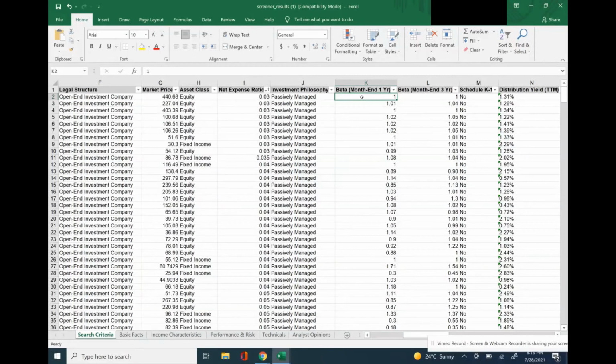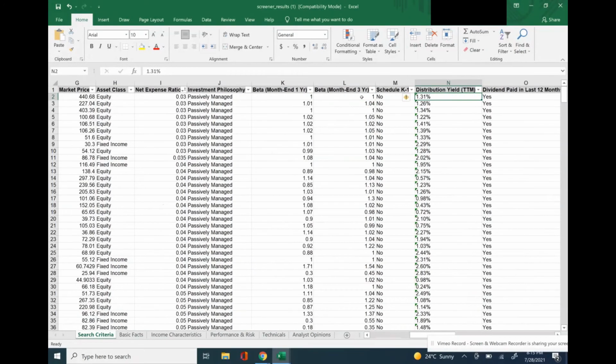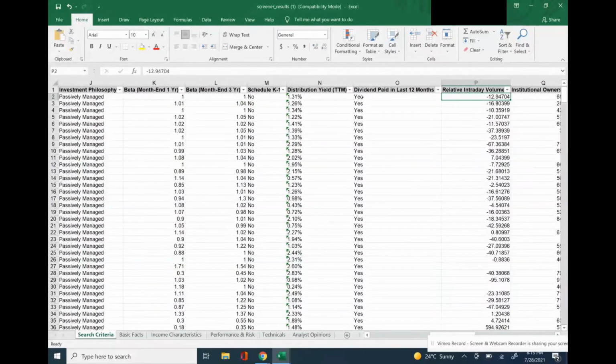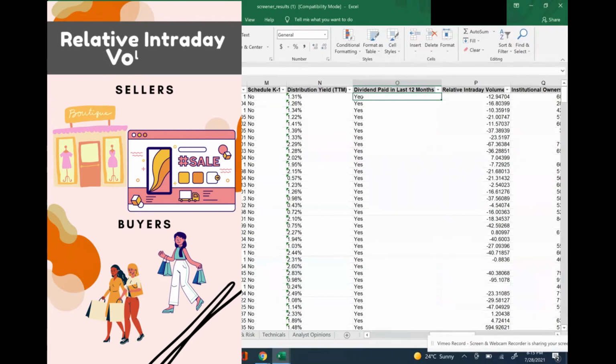Your distribution yield. Again, this comes down to how much money you're going to make by owning that particular ETF, whether they paid dividends in the last 12 months. You want to make sure that the ETF you're purchasing has a history of paying dividends. Your intraday volume: as I mentioned, volume is an important consideration, and you want to invest in an ETF which people are actively interested in, so that if you were to ever sell it, there would be buyers in the market.